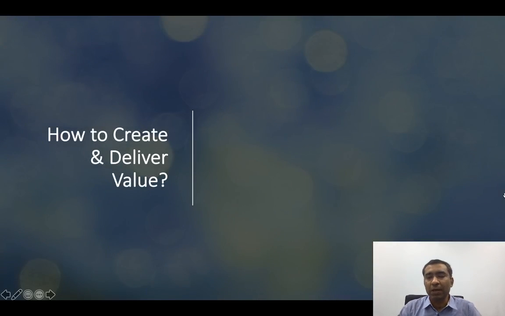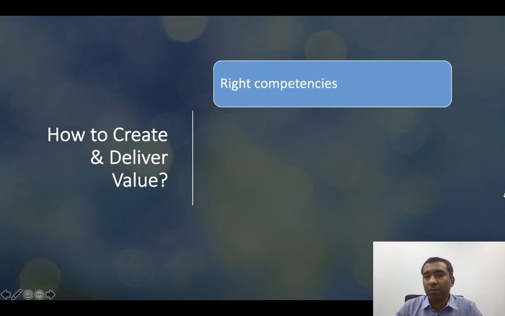Now the final point here, the final question you need to answer, is how to create or deliver value for your customer. The right competencies will give you the right product, and you should be able to easily convince your customer to buy this product, because you can create value. So that's why it is important for you to give your customer the right product, which will come through the right competencies required to produce the specific value which you have already discussed in the previous points.